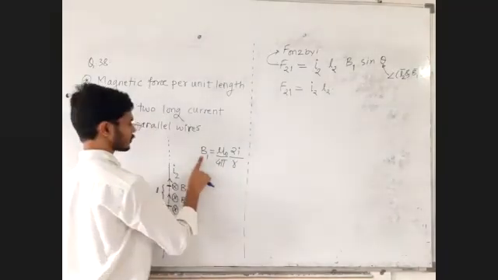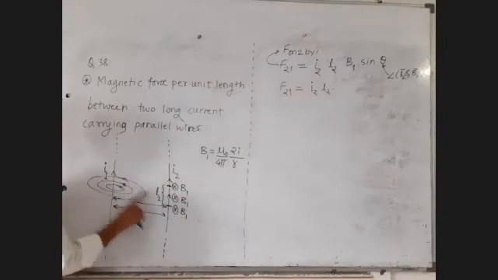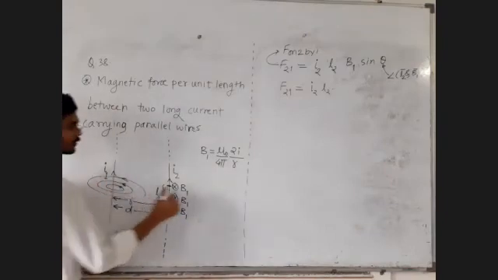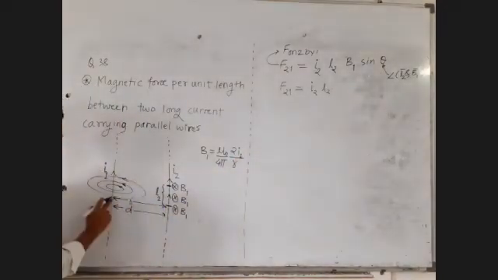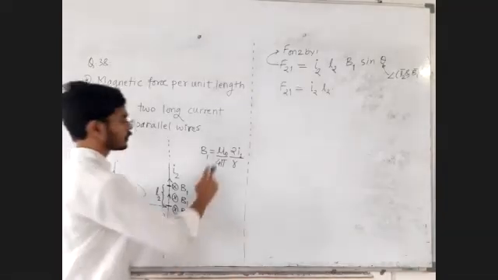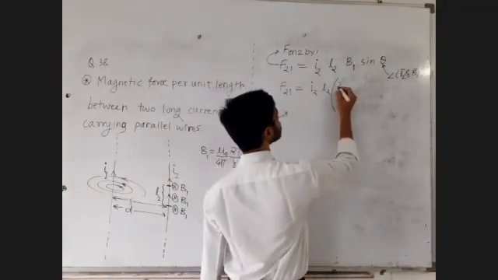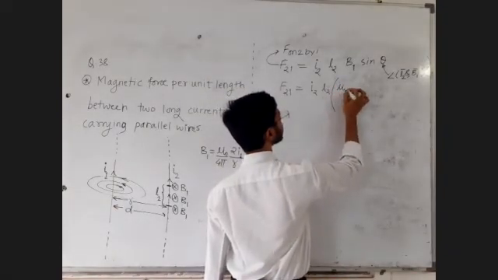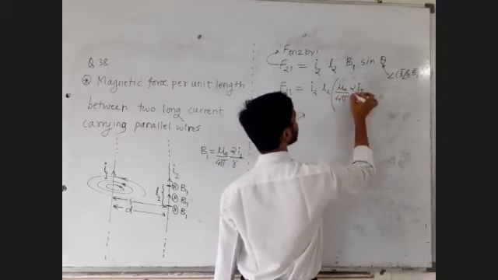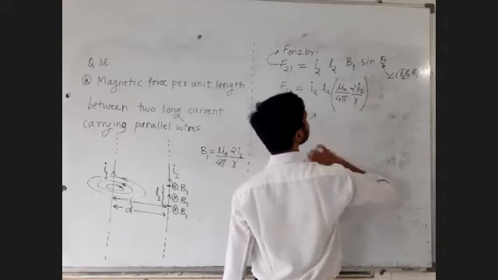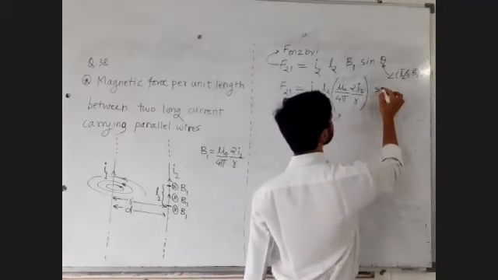आता B1 कुणामुळे प्रोड्यूस होते? The magnetic field B1 is produced because of I1. And what is the distance between them? That is r. So it will be mu 0 upon 4 pi 2 I1 upon r. So I have to put here mu 0 upon 4 pi 2 I1 upon r, bracket complete. Whenever I do the replacement, I put a bracket, so I always know what I am substituting.